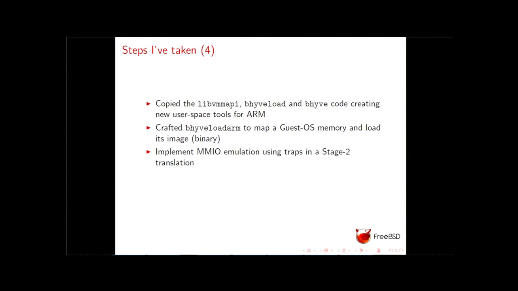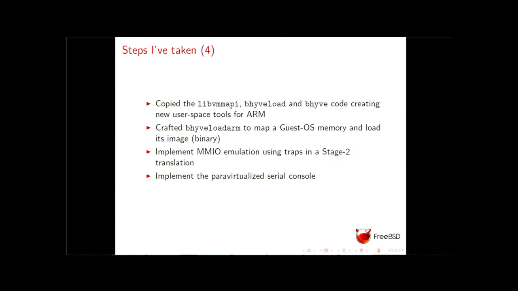Then we implemented MMIO emulation using traps in stage 2 translation. What this means is that in stage 2 translation, we don't have any mapping for certain physical addresses of the virtual machine. When the virtual machine tries to access such a physical address, it causes an exception that ends up in our hypervisor. We see that it's an address that we intentionally left unmapped, and we take some actions there.